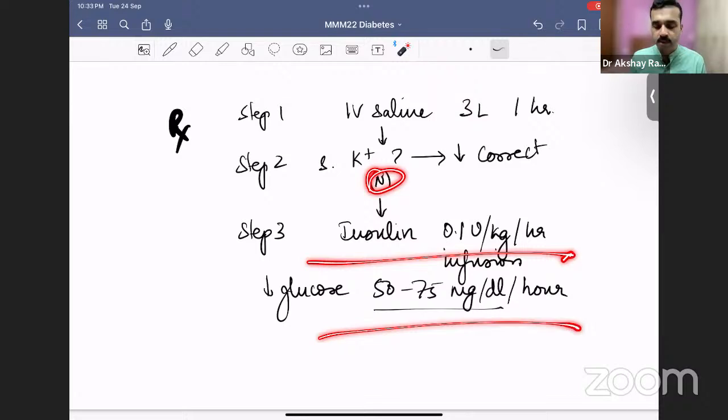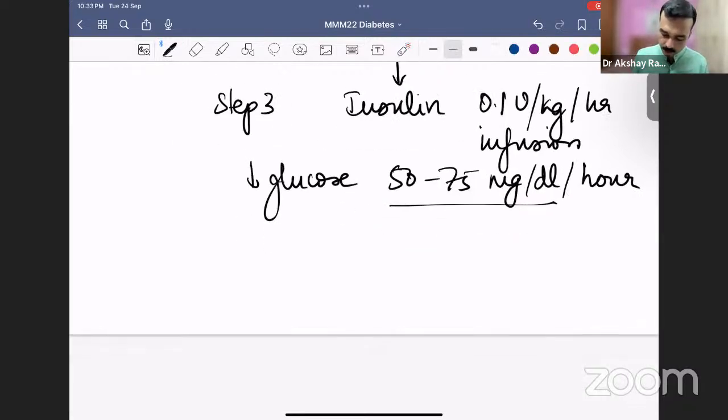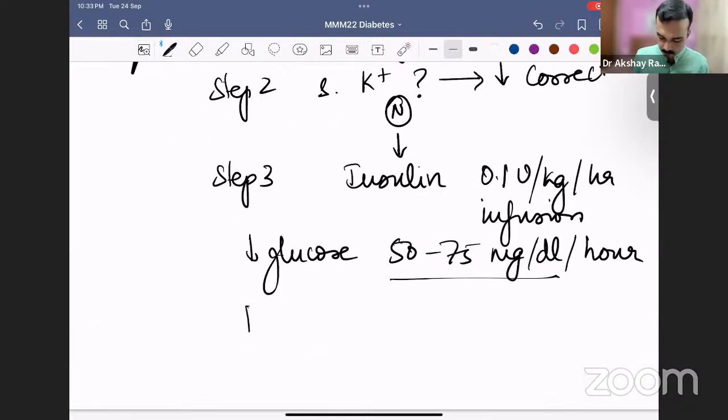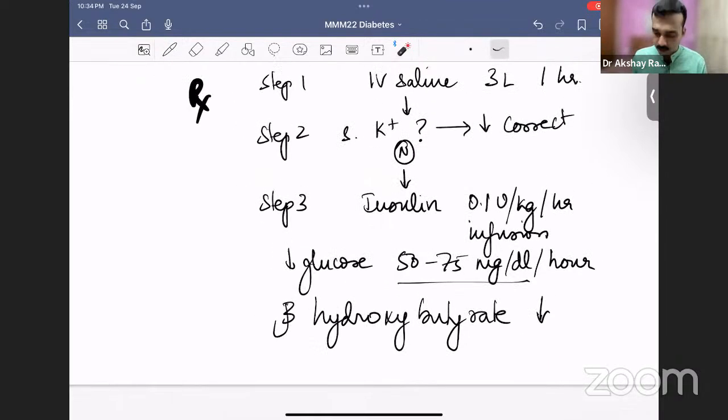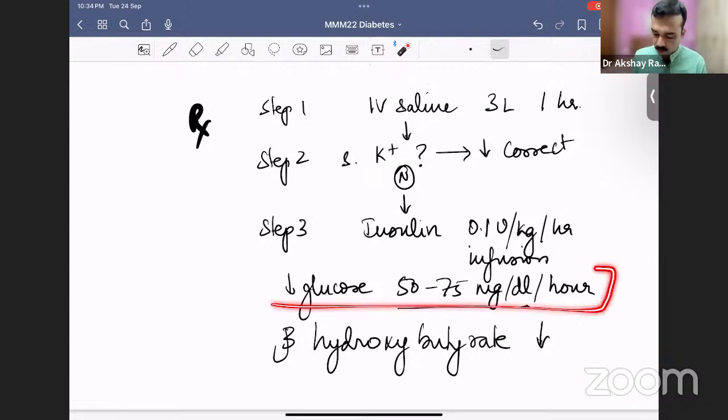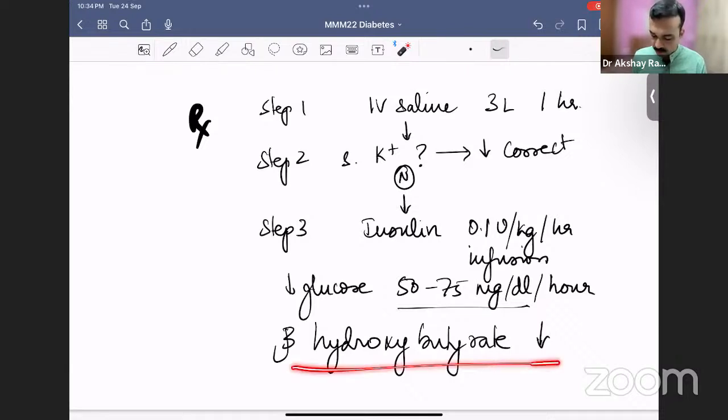Monitor blood glucose levels, and monitor beta hydroxybutyrate level. Your target here is not blood glucose normalization. It is beta hydroxybutyrate levels normalization. So till when do you continue insulin? Not till the blood glucose level is normalized. If the blood glucose level is normalized, but beta hydroxybutyrate level is still high, you need to continue insulin.